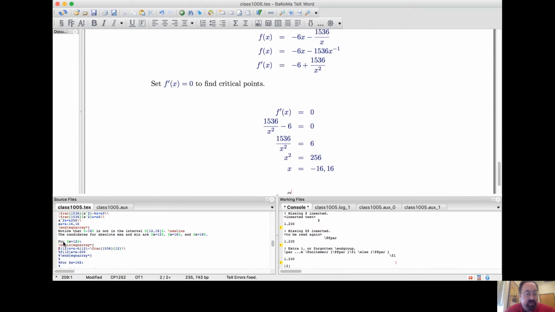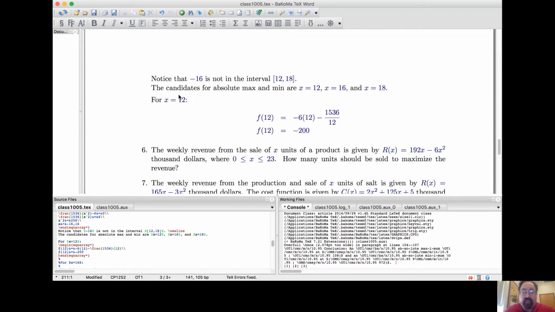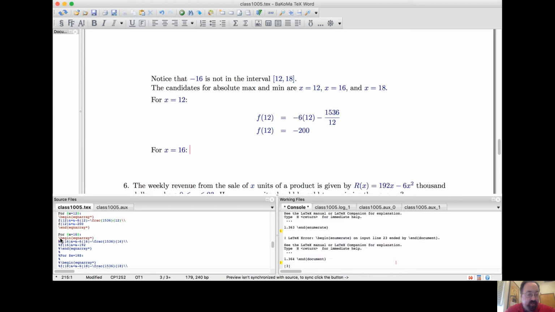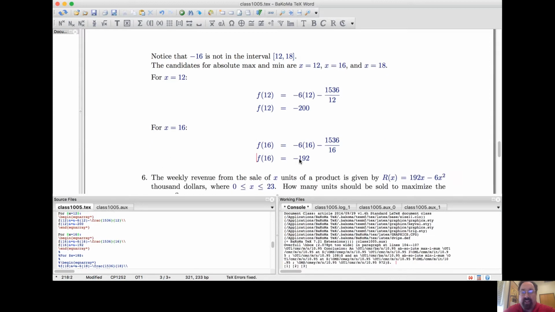So starting with x equals 12. So we go back to the original function and substitute those, and we get minus 200. And then we just keep going from left to right. So x equals 16 is next. And we get a value that's a little less negative, so minus 192. So this can no longer be the absolute, well, it could still be the absolute min. It can't be the absolute max.